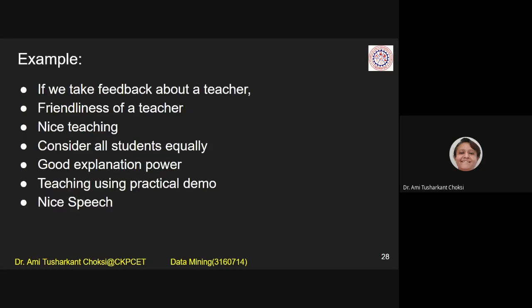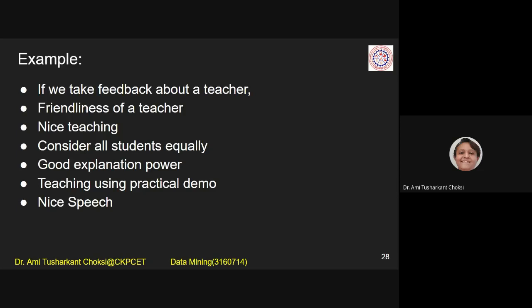See, what are the examples? If we take feedback about a teacher, we can say friendliness of a teacher. What things will we consider? Friendliness of a teacher, nice teaching, considering all students equally, not giving more importance to intelligent students and neglecting the others, good explanation power, teaching using practical demos, nice speech, right? So these are a few points we can consider if we want to take feedback about a teacher.